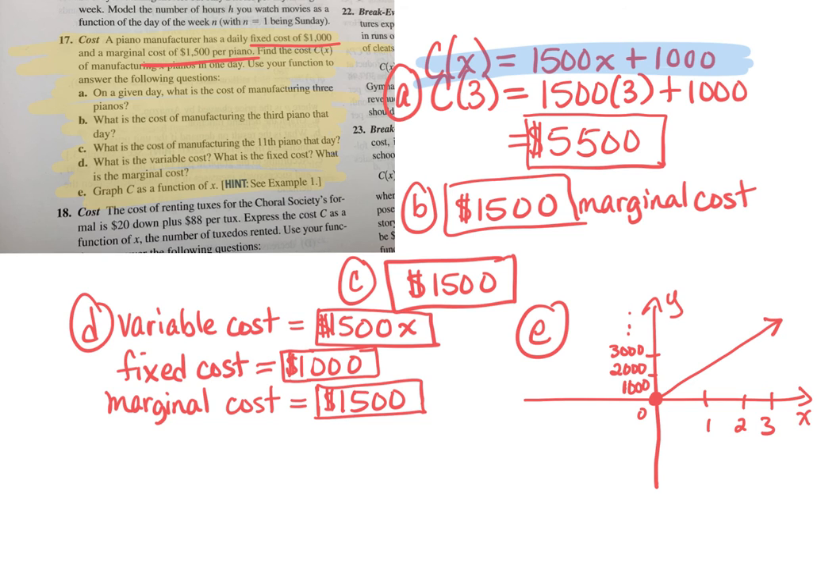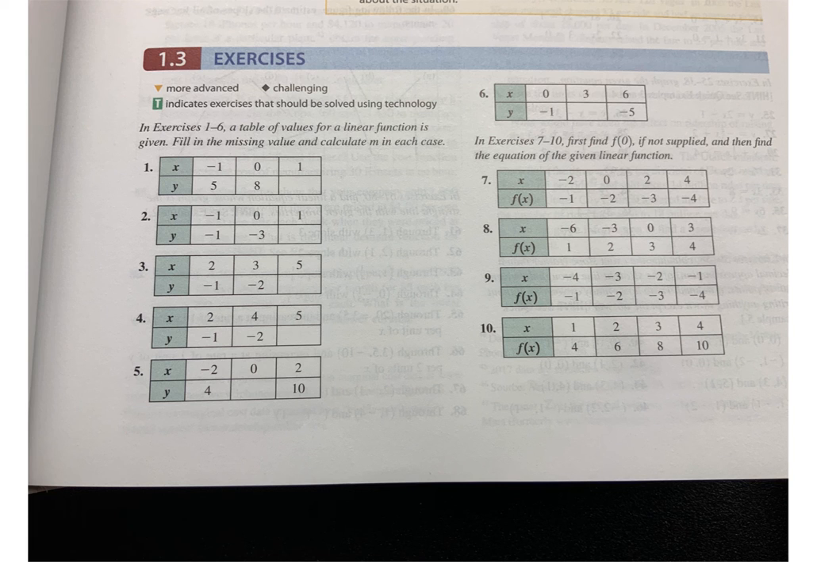Okay. All right. Perfect. So let's keep moving. So here you had to do numbers 2, 5, 8, and 9 here. Did you all have any questions there? What questions do you have about these? So here you had a table of values for a linear function, and you had to fill in the missing value and calculate m in each case. That's for 1 through 5.